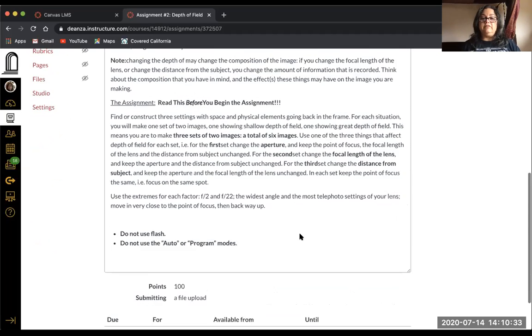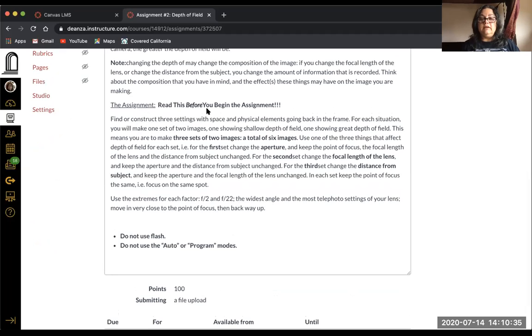Okay, the assignment. Read this before you begin the assignment. This is another 3-part assignment, and each part deals with one of the things that affects depth of field: the size of the aperture, the focal length of the lens, and the distance from your subject or point of focus. In each of those sections, you're going to take that element and use that to change the depth of field while keeping the other 2 elements the same.